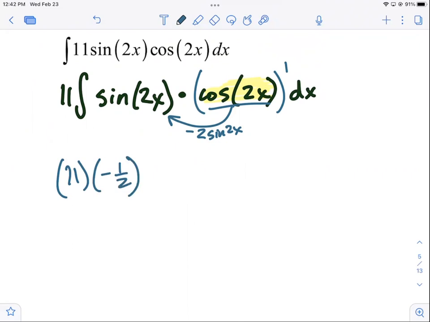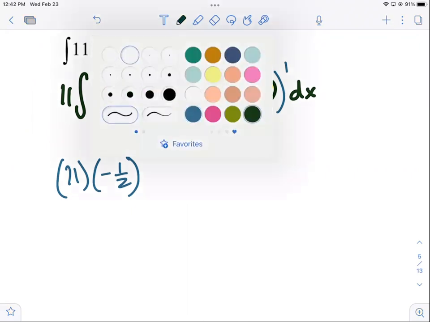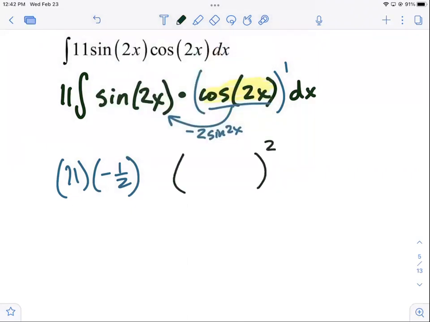And now we move on to the outside function, which is the rule of integration. Blob to the first becomes blob to the second, and then divide by 2 or multiply by a half, plus c. And oh, by the way, the blob is cosine of 2x. So that's certainly one way to do it.